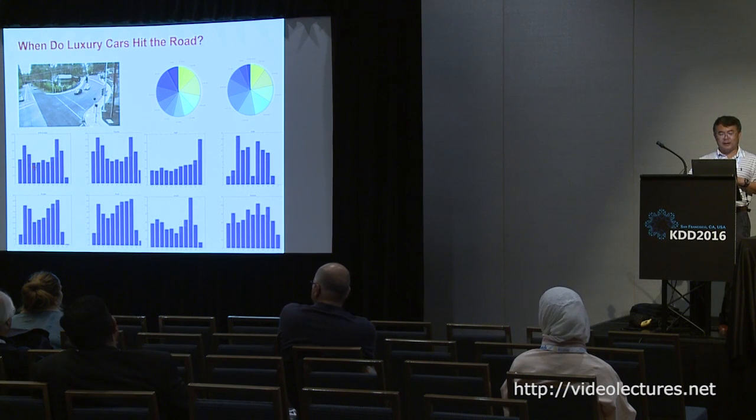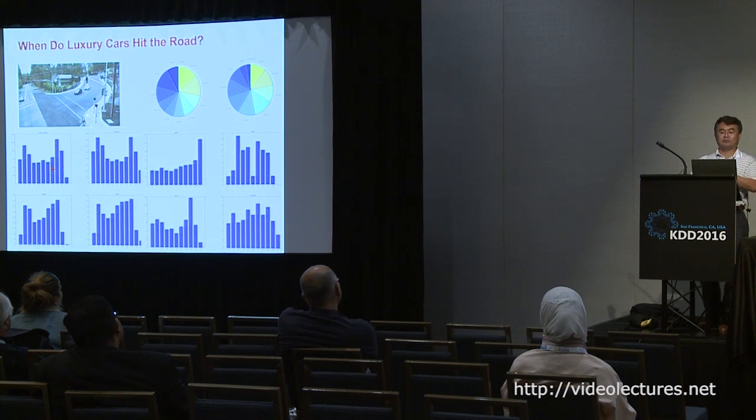So these are the patterns. We track, this is Seattle. We tracked a bunch of public cameras, and we get one picture every second. Then we do car model recognition and we compile these things.